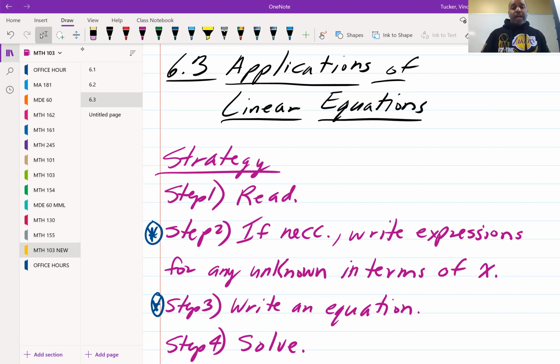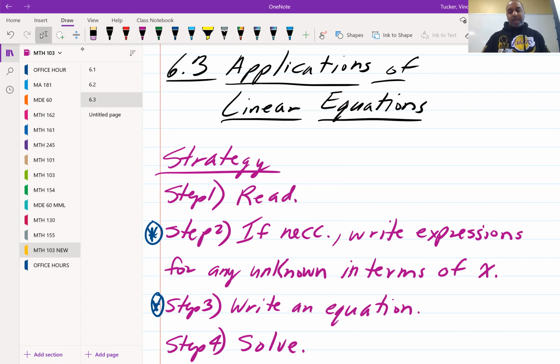So first thing is the strategy. They give you a 5-step strategy in order to be able to solve. First, you want to read. Second step, and let me go back to the first step. When it goes to reading the problem, make sure you read it enough times to get an understanding as to what it is that you're supposed to be trying to accomplish. Nobody knows how long or how many times it took for you to read the problem. So make sure you read it enough times to make sure you understand what you need to do and what they're asking of you. Step 2, if necessary, write expressions for any unknown in terms of X.